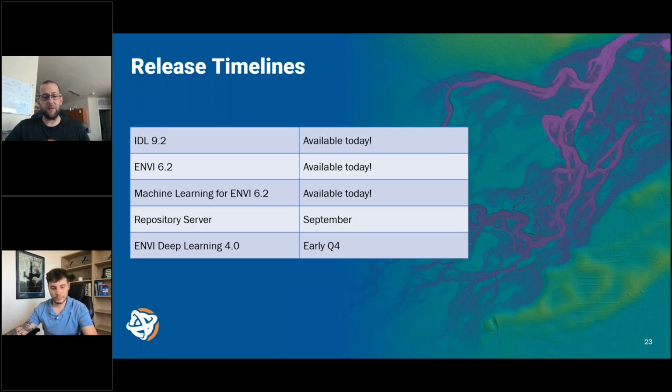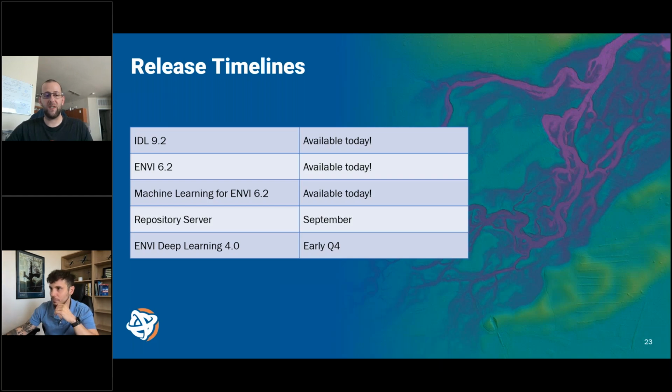Machine learning for ENVI 6.2 used to be inside of the deep learning module, and it's now included with the ENVI download. So when you download ENVI 6.2, you'll actually get a zip file that has machine learning bundled with it. That should make it easier for all of our ENVI users to have access to machine learning.